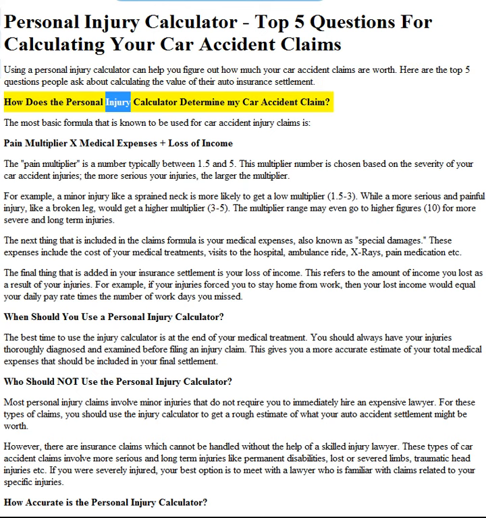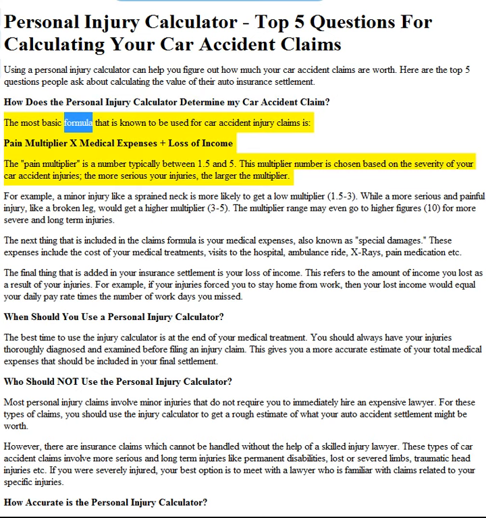How does the personal injury calculator determine my car accident claim? The most basic formula that is known to be used for car accident injury claims is pain multiplier x medical expenses plus loss of income. The pain multiplier is a number typically between 1.5 and 5. This multiplier number is chosen based on the severity of your car accident injuries.